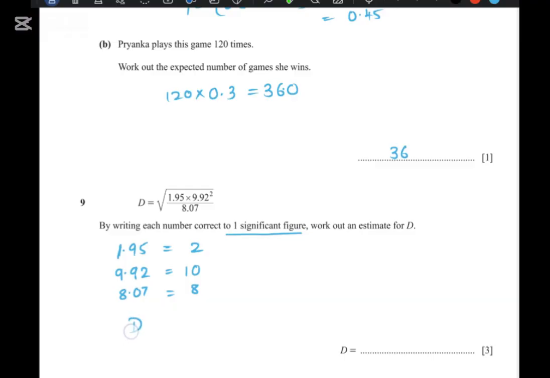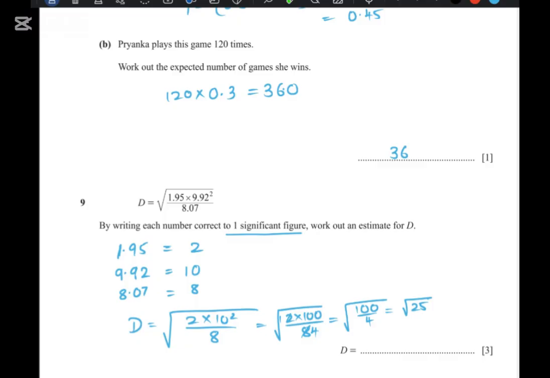Now write down the value using the whole thing. That is square root of 2 into 10 squared by 8. So here 2 into 100, 10 squared is 100, by 8. So I will cancel out here itself. 2 ones are 2, 2 fours are 8. Then 100 by 4, square root of 100 by 4 will be square root of 25. So that is equal to plus or minus 5. So it is 5.